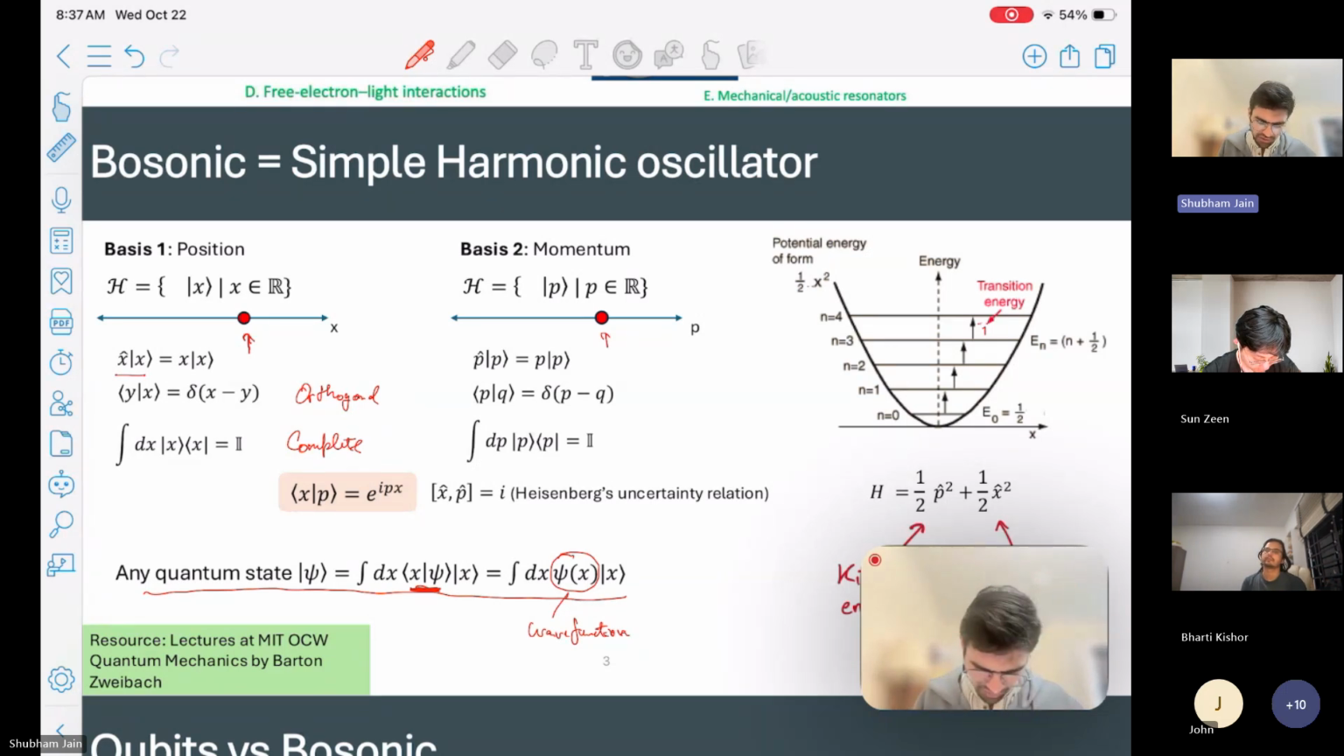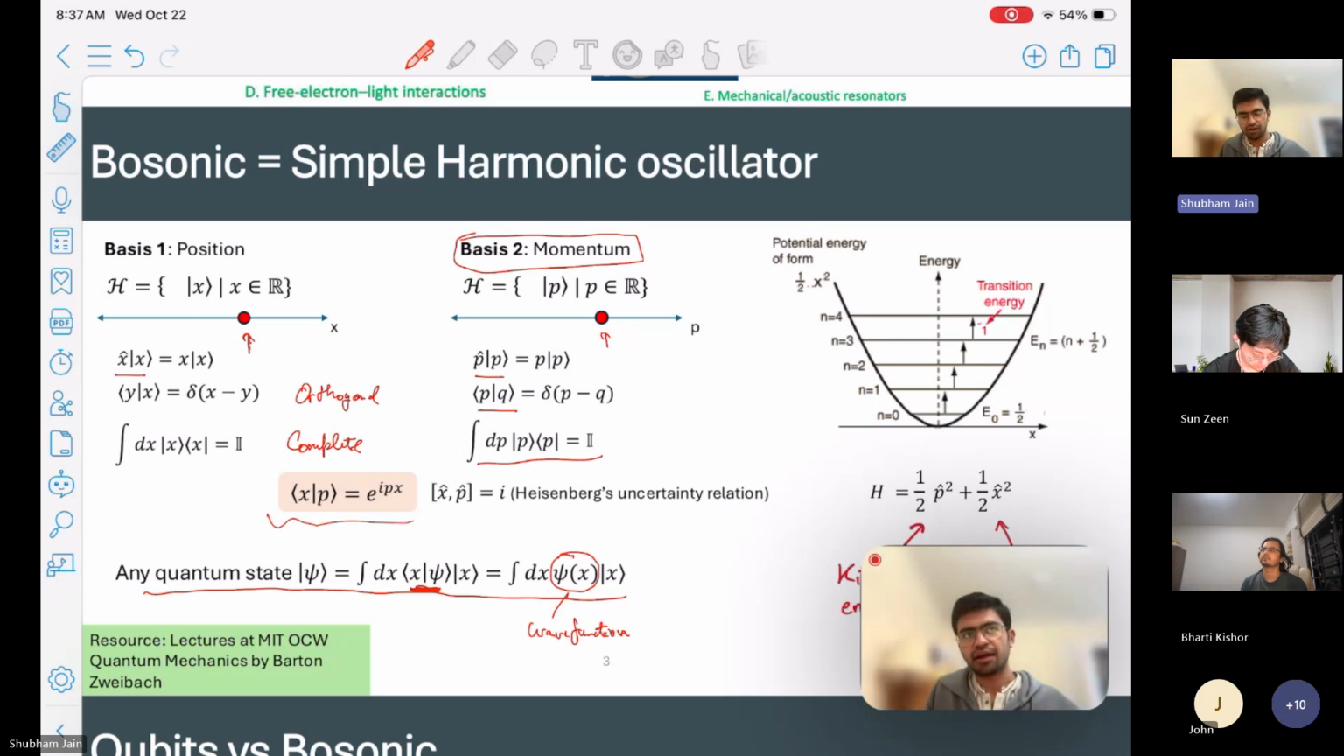Okay, and you can do all of these same things for the momentum basis as well. They're the eigenstates of the momentum operator. They're also delta orthogonal and they're also complete. Moreover, to switch between these bases, there's this simple function which tells you what the overlap is between an eigenstate of the position operator and an eigenstate of the momentum operator, and this is just this exponential e to the i p x.